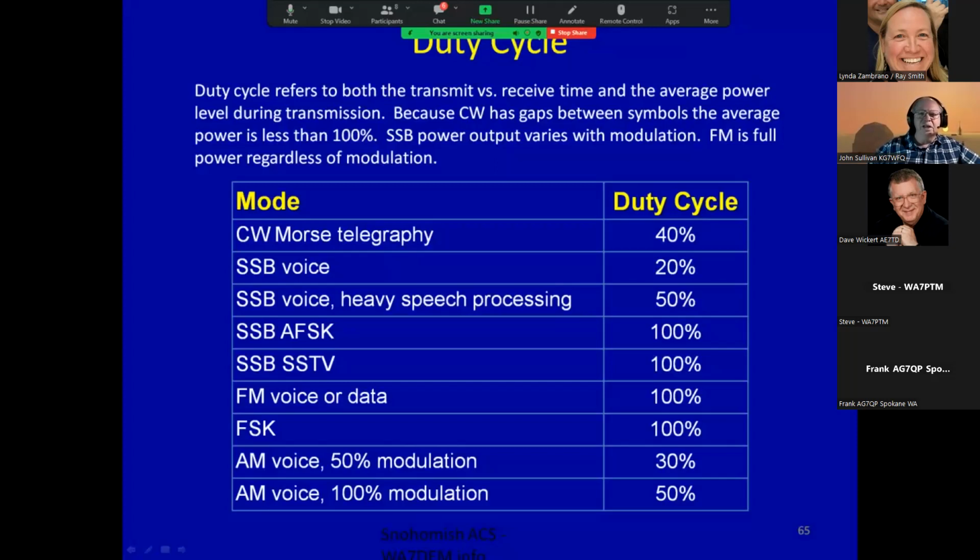So it refers to the transmit and receive time and the average power level during transmission. CW has gaps, so it's a continuous wave, but it's not on continuously when you're doing Morse code. So it's going to be less than 100%. But you'll see that things like FM are 100%. So whether you're talking or not, if you have the mic keyed, you are at 100% transmission.